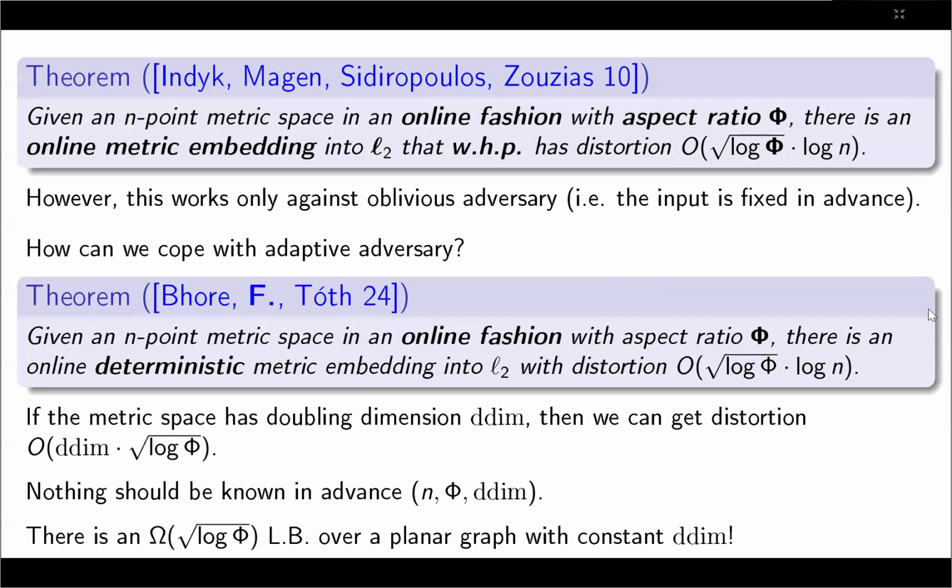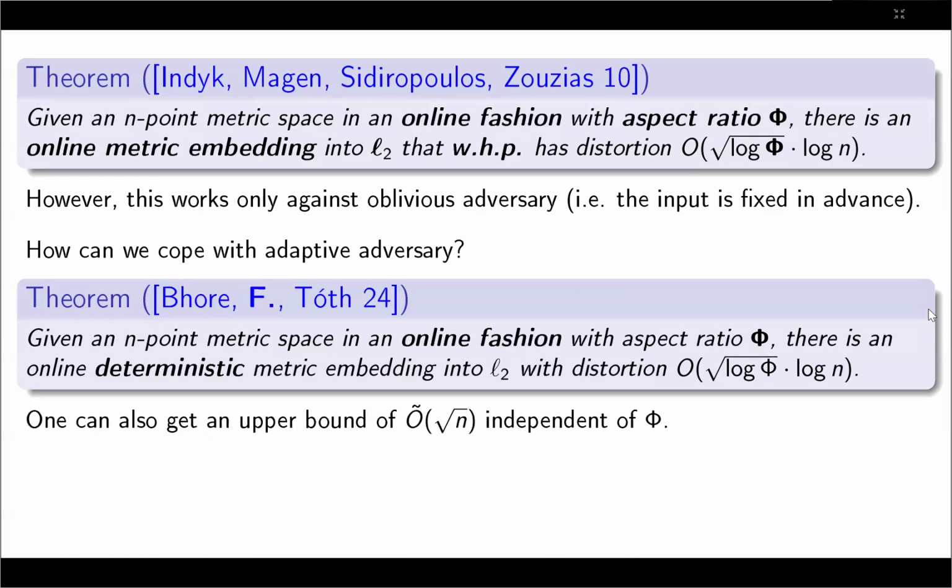And again, it should be known. And actually, this square root log phi is known to be tight. In particular, there are some spaces which have constant doubling dimension, and even series parallel, which is a subfamily of planar, where we have this lower bound of square root log phi.